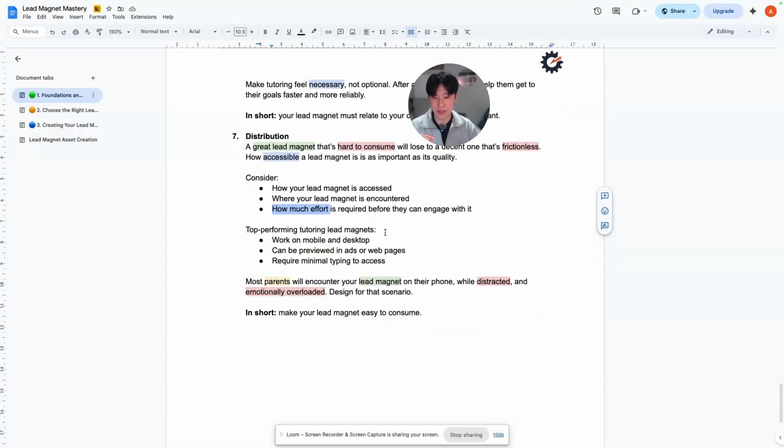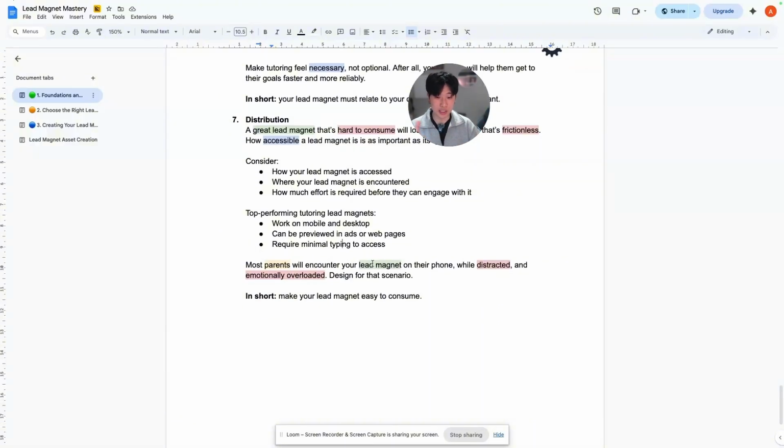The top performing tutoring lead magnets work on mobile and desktop, they're responsive, they can be previewed in ads or web pages, and they require minimal typing to access. So don't have a whole system where they need to provide their email, and then in the email they get a hyperlink where they need to give you some more information. That's completely unnecessary, and it adds friction, which we don't want.